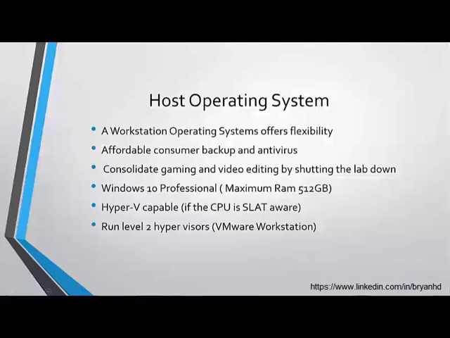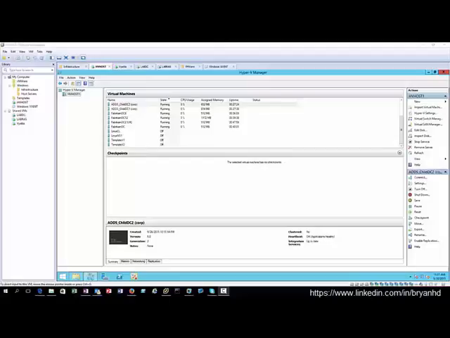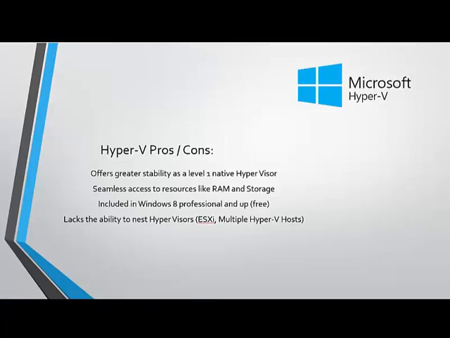I have a pretty beefy workstation with 128 gigs of RAM and 3 solid-state hard drives. I intend to get a fourth one later. And as far as the host operating system is concerned, I'm using a Windows Professional operating system. The reason is it gives me the flexibility to add Hyper-V in the future and run that level 1 hypervisor, which gives you a pretty good amount of stability, and you can tap into the resources on that workstation a little more fluidly.